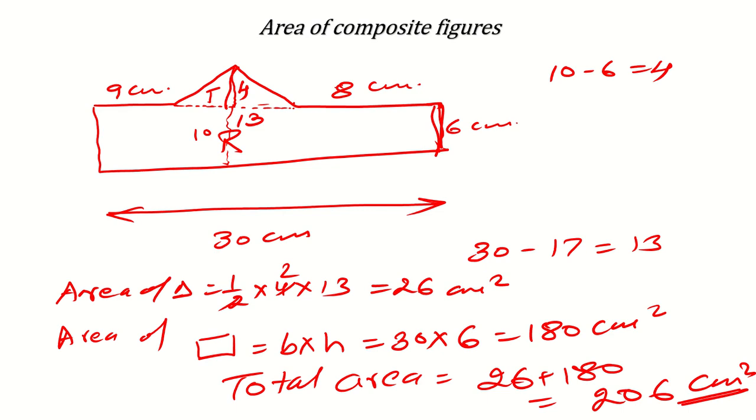Okay, like this you can do many questions. So area of composite figure means you just need to draw a few lines so that you can find the area with the known picture. Okay, only this thing you have to do here, nothing else.